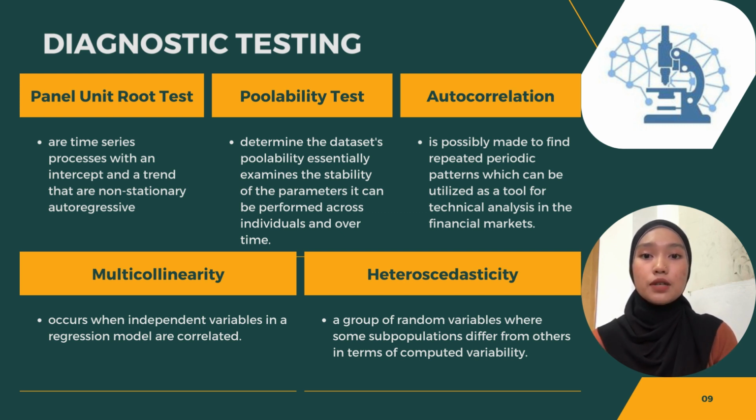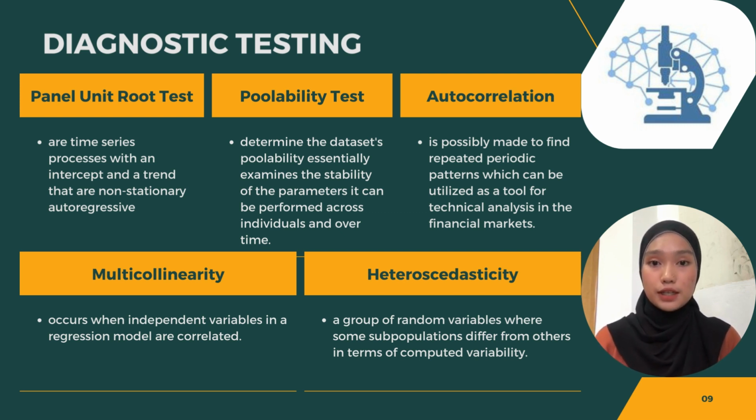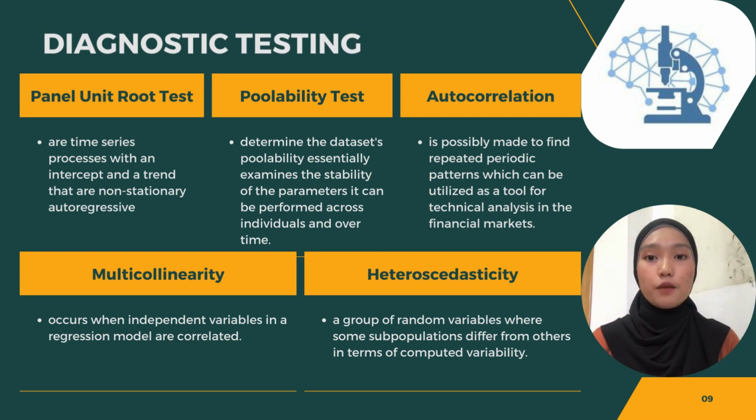Autocorrelation, also known as serial correlation, is often used with the autoregressive moving average model and the autoregressive integrated moving average model. Autocorrelation is possibly made to find repeated periodic patterns, which can be utilized as a tool for technical analysis in the financial markets. Multicollinearity is a condition in which two or more independent variables have an approximately linear relationship. Multicollinearity occurs when independent variables in a regression model are correlated.